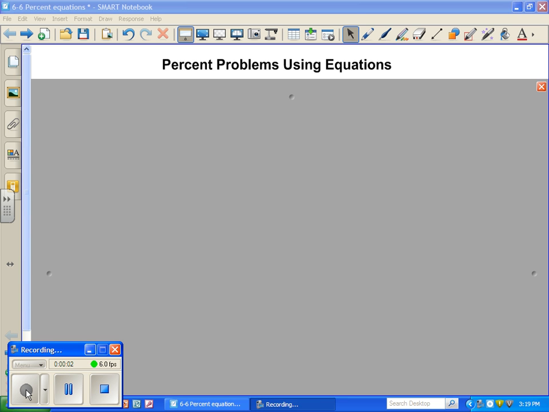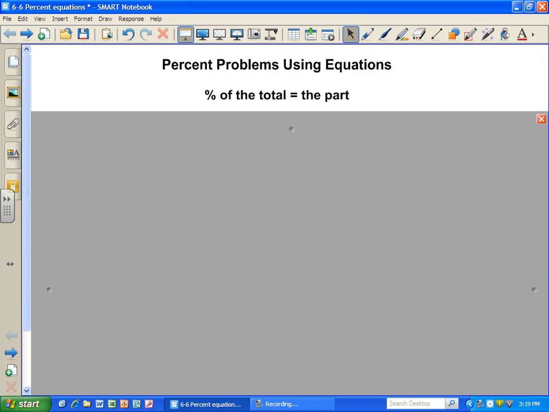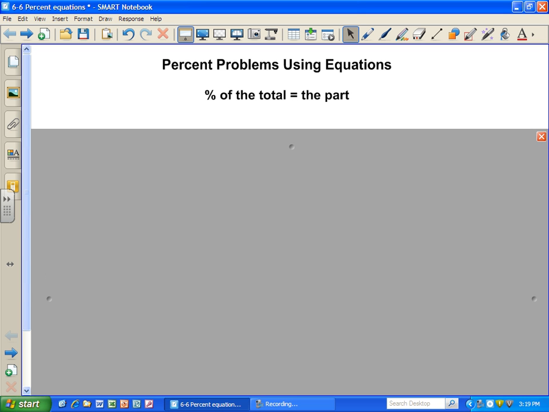Okay, today we're going to be working on percent problems using equations. The past few nights we've been using percent proportions, okay? But today we're going to focus on equations. So the first thing we have to know is an equation has to have an equal sign.